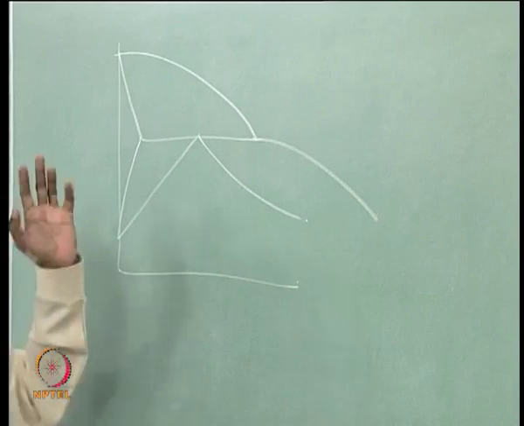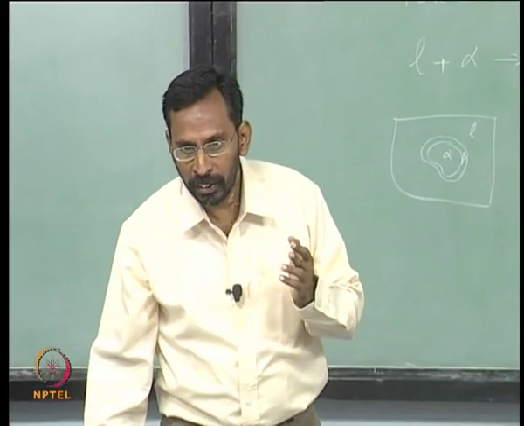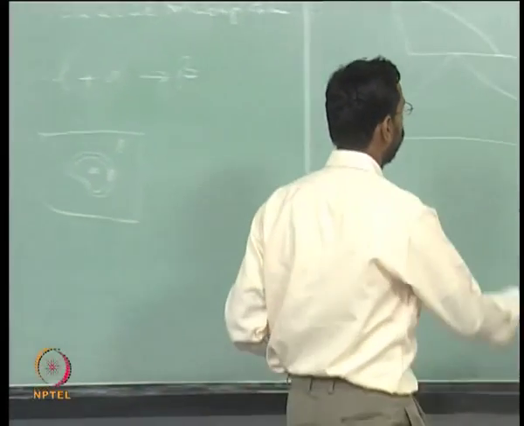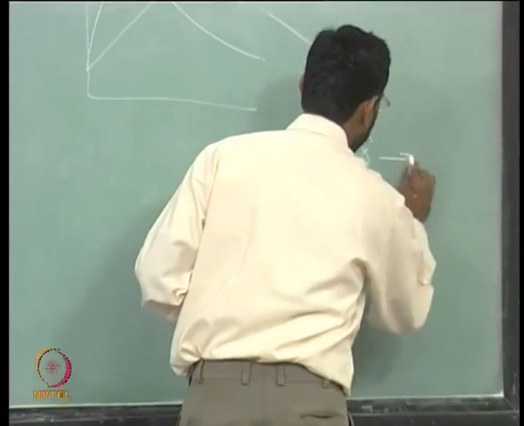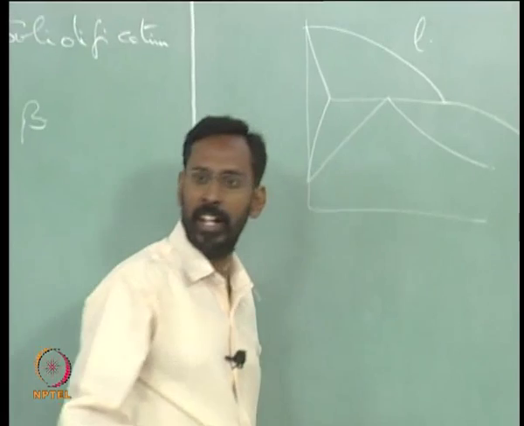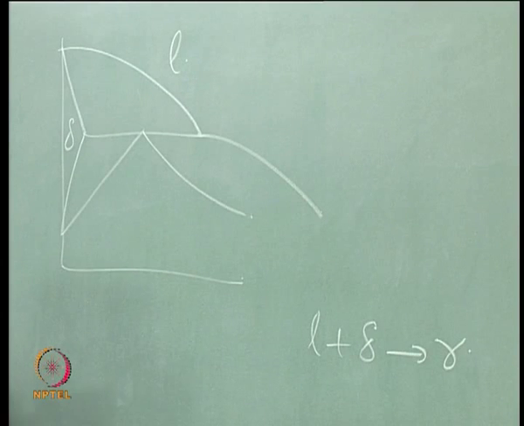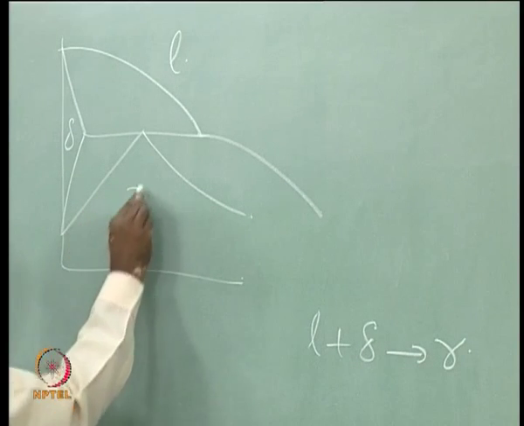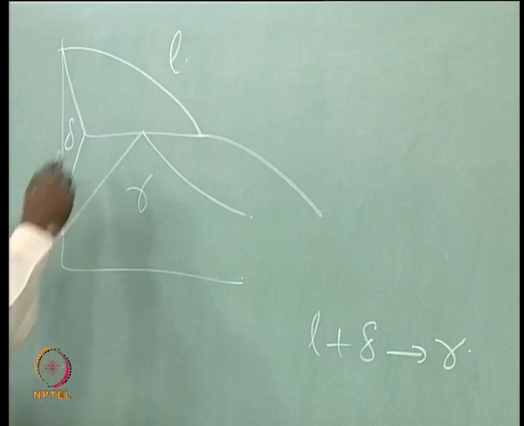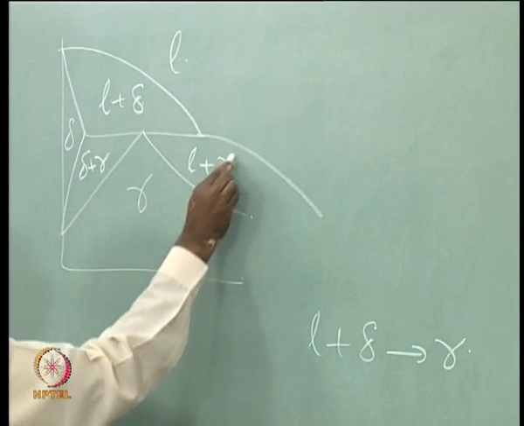In iron carbon, what is the peritectic reaction, Vijayalakshmi? In iron carbon, peritectic reaction, madam, liquid plus delta gives you gamma. So, it is liquid plus delta gives you gamma. So, where are the phases then? This is the liquid. Where is delta? Delta is on the left side here. And where is gamma? Gamma is the outcome of the reaction. So, gamma should be at the bottom, isn't it? So, that means this is liquid plus delta, this is delta plus gamma, and this is liquid plus gamma.